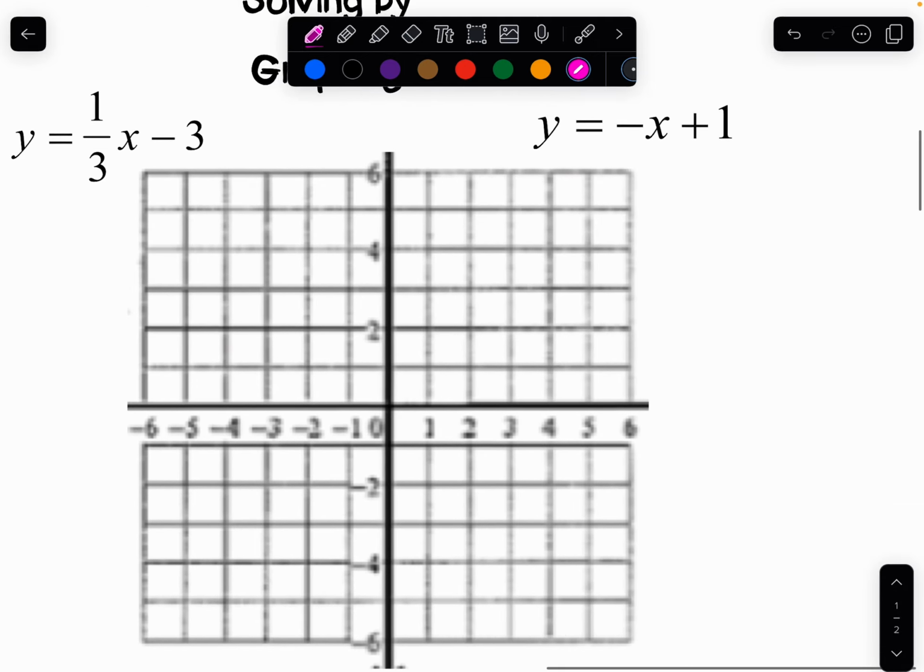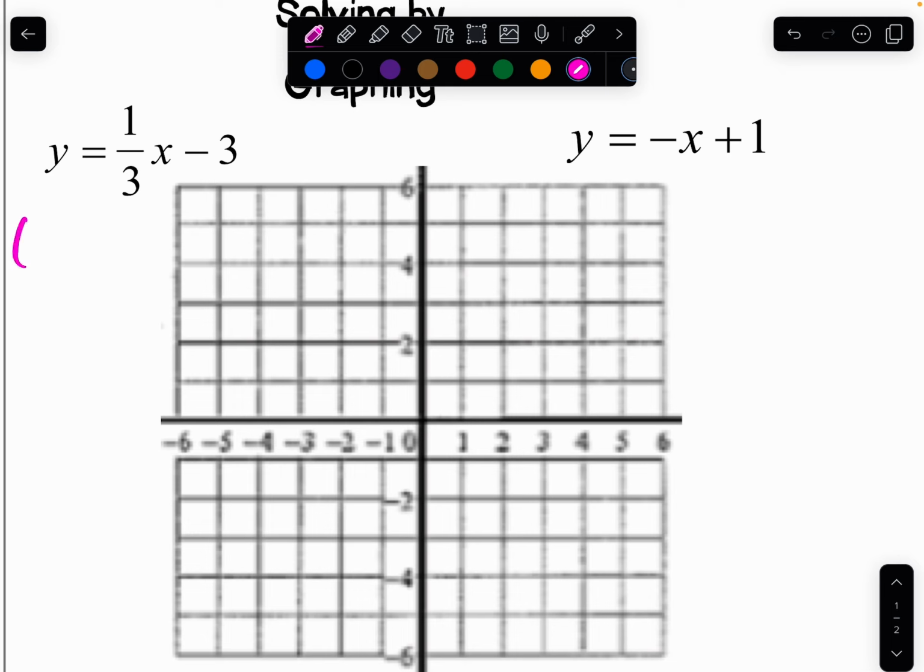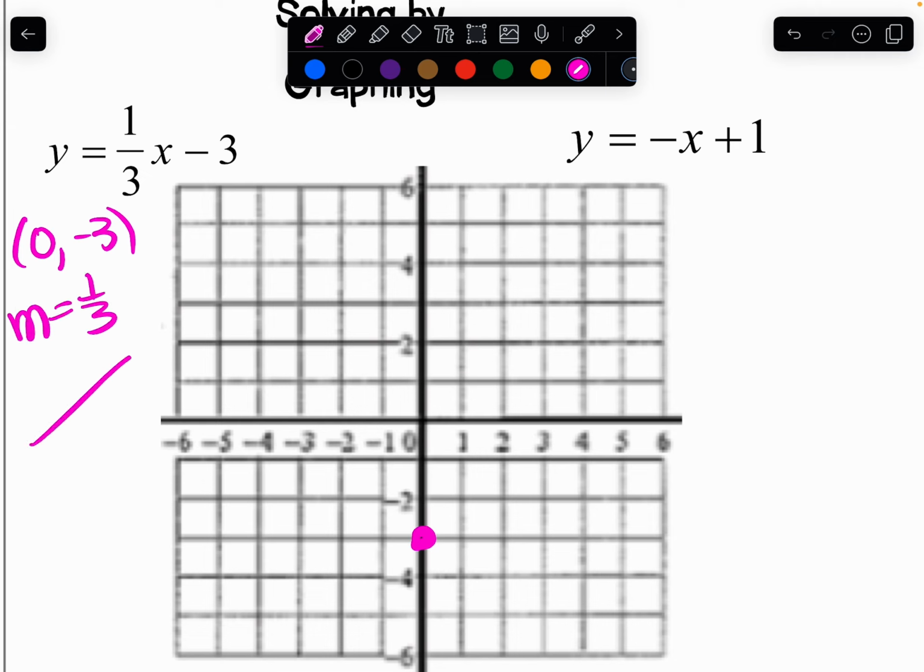Okay, and then this one, I'm going to do this. My y-intercept is (0, -3). I'm going to plot that. And my slope is 1/3. It's positive. So it's going this direction, up 1 over 3, up 1 over 3, or down 1 over 3, down 1 over 3. And so this is my first line.